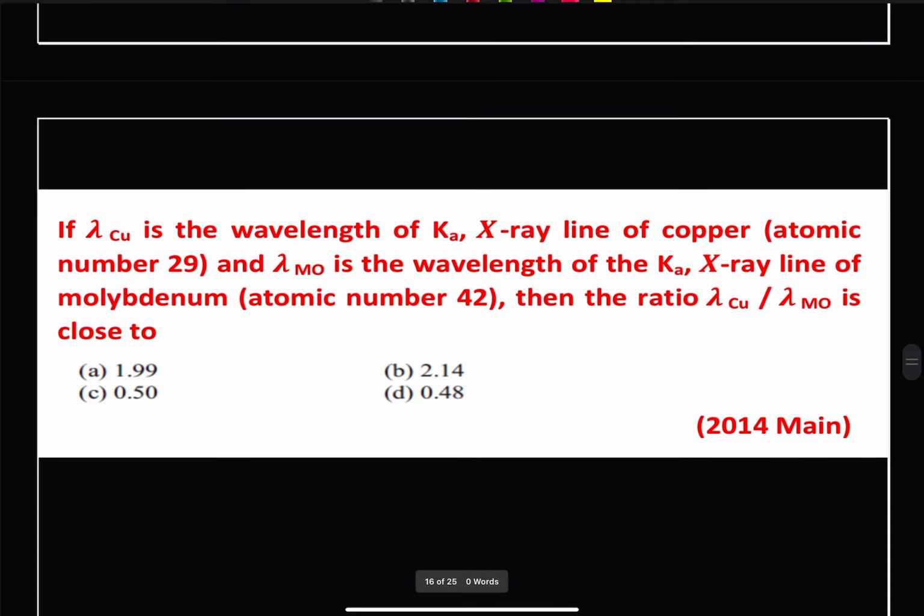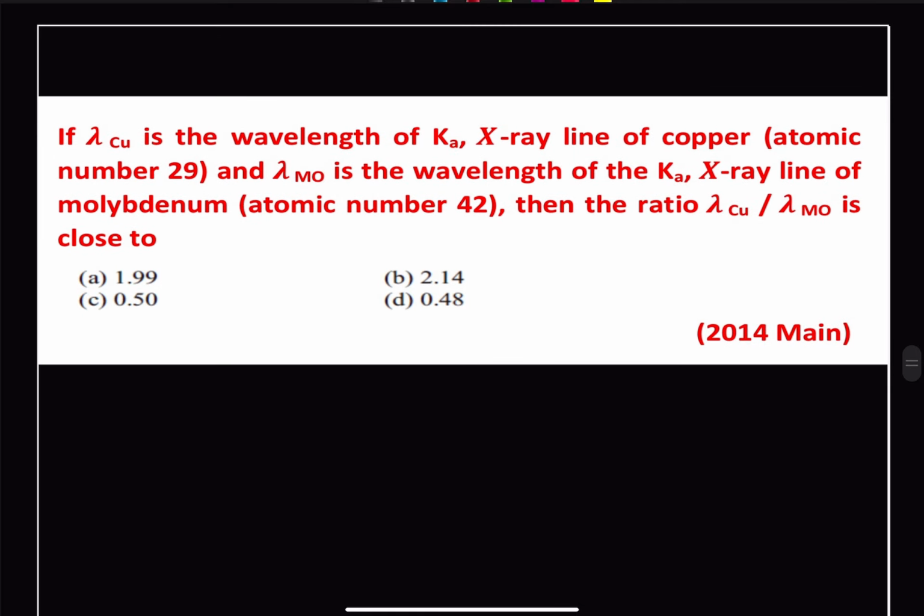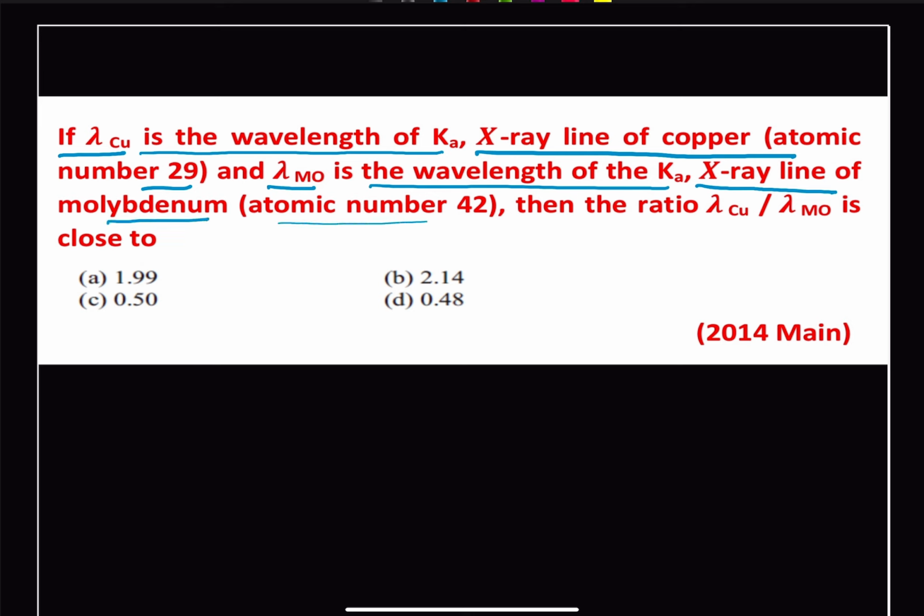Next question. It states that if lambda Cu is the wavelength of a K alpha X-ray line of copper, atomic number 29, and lambda Mo is the wavelength of the K alpha X-ray line of molybdenum, atomic number 42, then the ratio of lambda Cu and lambda Mo is close to.